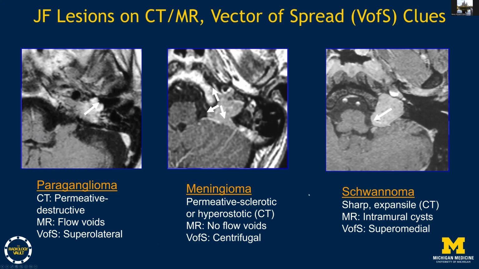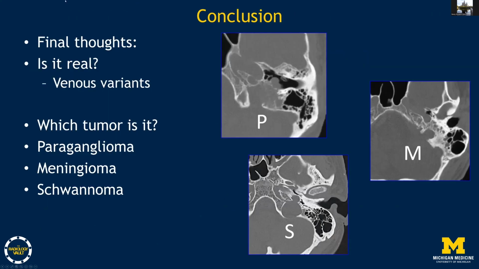And that's pretty characteristic. So again, when you come to these lesions, the first thing you have to think to yourself is, is this real or is this not real? Am I looking at a venous variant or am I looking at an actual pathology? And if it is one of the pathologies that we've discussed today, you should be able to distinguish between paraganglioma, meningioma, and schwannoma. Remember, paragangliomas have that permeative, destructive appearance. Meningiomas are permeative but sclerotic. And the schwannomas are smooth and sharp and expansile in their appearance.